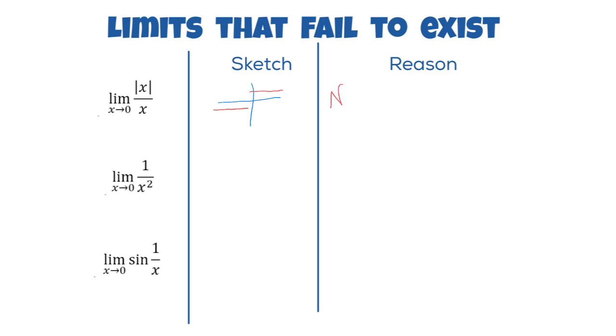So what you would write is you would write no limit, but you would always justify that with the reason. And the reason is that it is approaching different values. Now, we will talk about ways later on when we get more knowledge under our belt. We'll start talking about how we can maybe look at only one side of that, maybe look at a one-sided limit or something like that. But for now, that would be considered no limit.